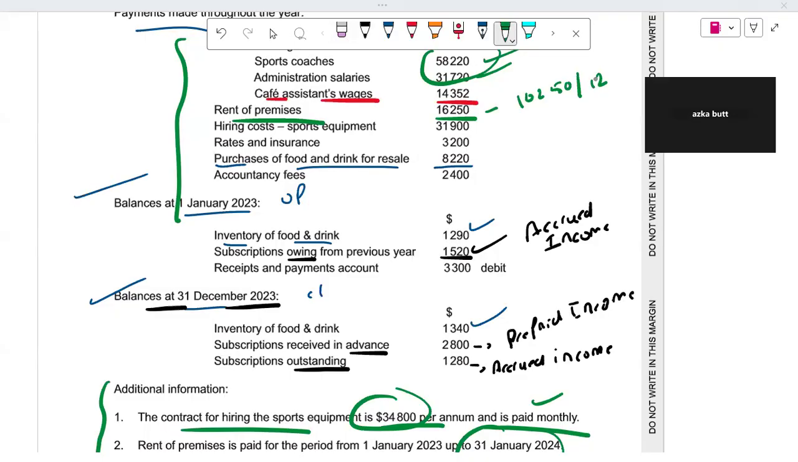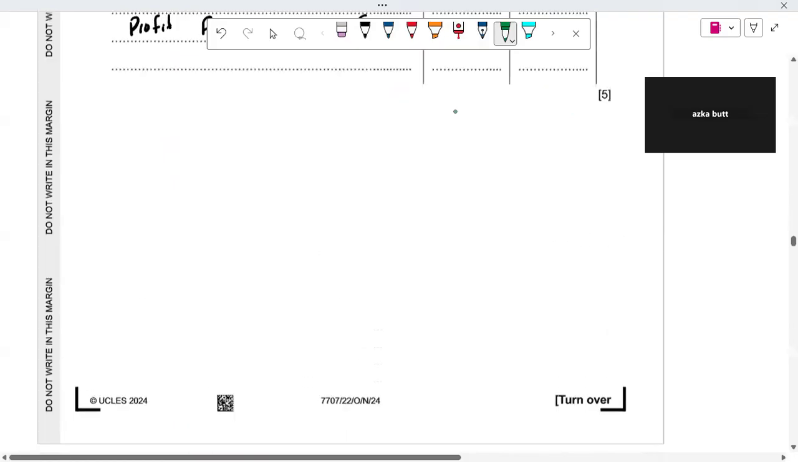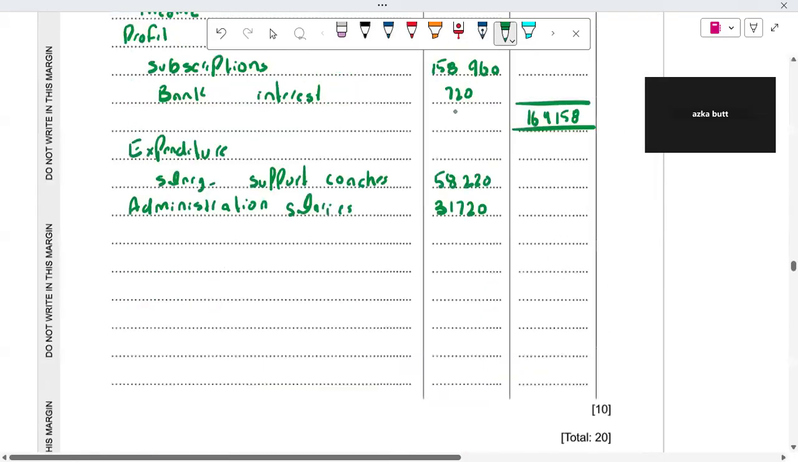Not basically with the 12, because this is a 13 years payment. That's why we need to divide it with the 13. So 16,250 divided by 13. So this is 1,250. So this is the 1 month's payment. So we need to deduct 1,250 from the 16,250 so that we can deduct the extra payment from there.